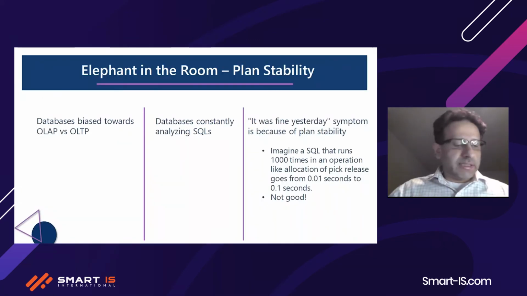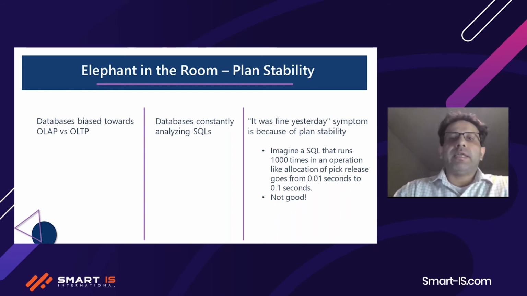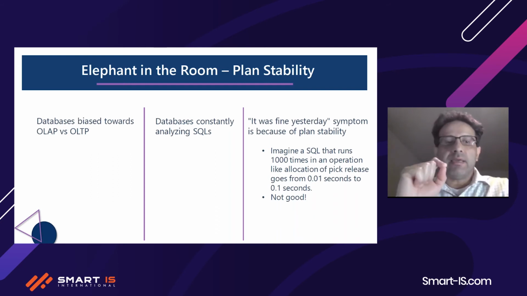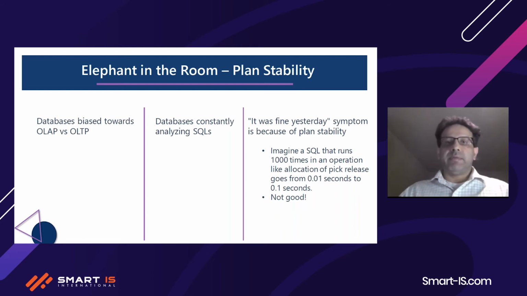If I have to look at all of the support calls that we have dealt with for various customers over time, this is the elephant in the room that we need to understand. The typical symptom is that it was running fine yesterday, but now it is not fine today. That's a textbook symptom, that hey, everything was good yesterday, now it is not good, right? And in those cases, 90% of the time it is the plan stability issue.